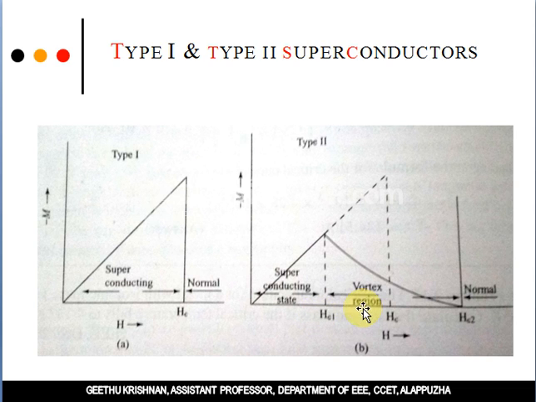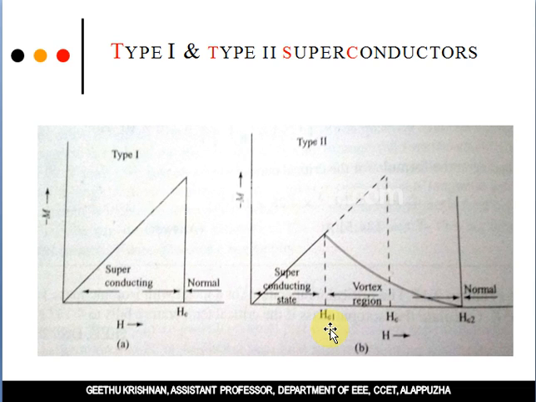But in the case of type 2 superconductor, up to HC1 it is in superconducting state, and from HC1 to HC2 it is in the vortex region or mixed state, and the magnetic field lines start to penetrate. When it reaches HC2 it changes from superconducting state to the normal state. Let's make a comparison of type 1 superconductors and type 2 superconductors, or soft superconductors and hard superconductors.